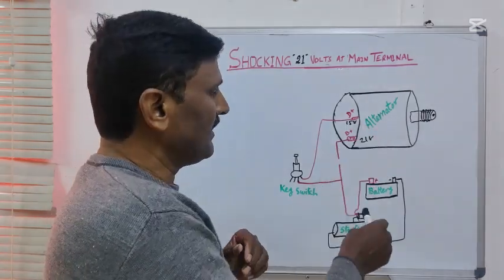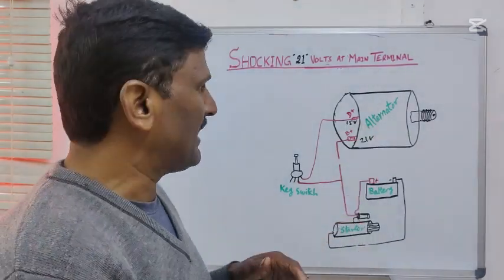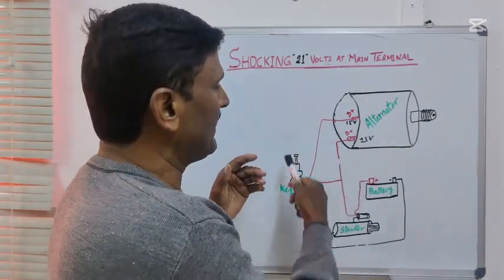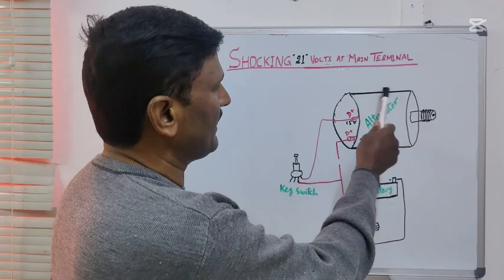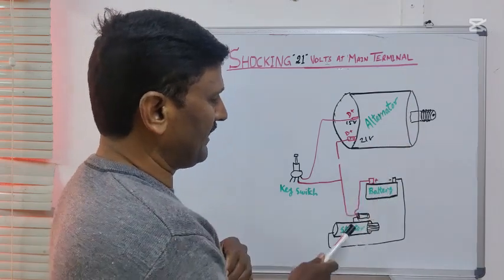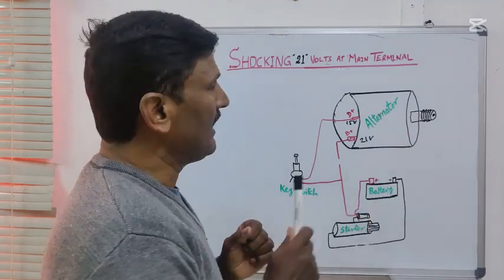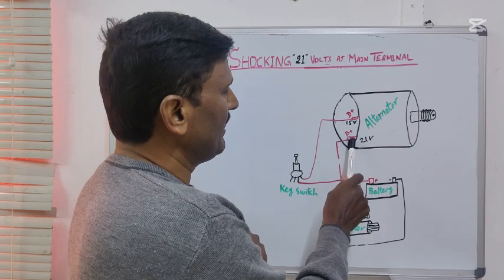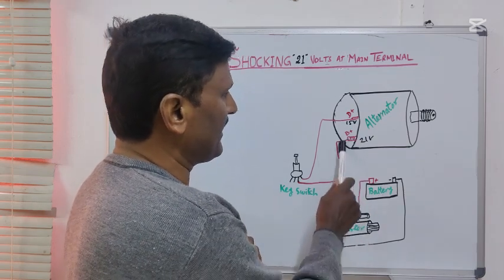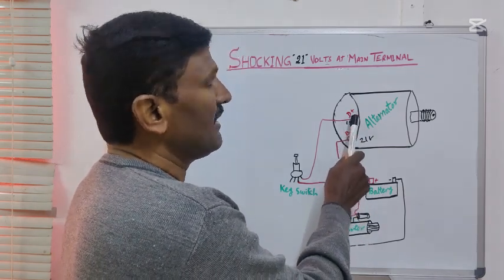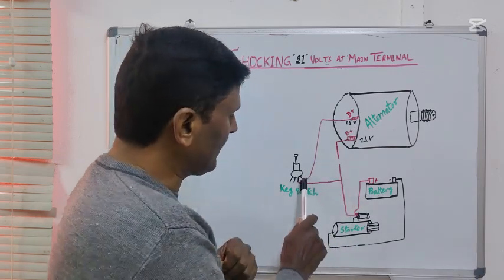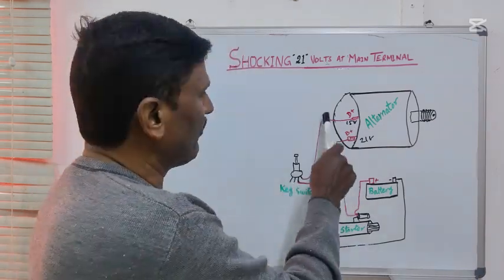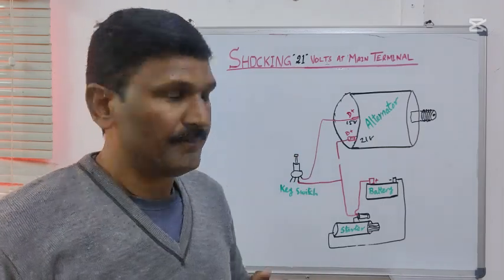My drawing is not excellent, but I made this diagram symbolically just to help you understand. Here, this is my alternator, this is a battery, this is a starter, this is a key switch, and this is my B terminal where I connected the battery cable, and this is my D plus point which gets the voltage from the key switch. When the key switch is on, voltage goes to the D point also.